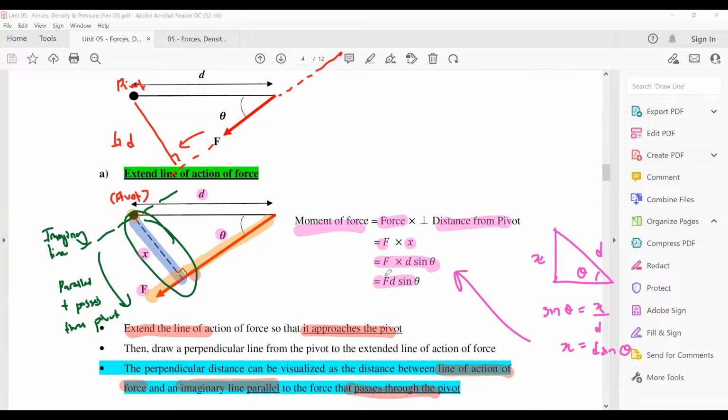This is the moment of force for this diagram here, obtained by extending the line of action of the force.